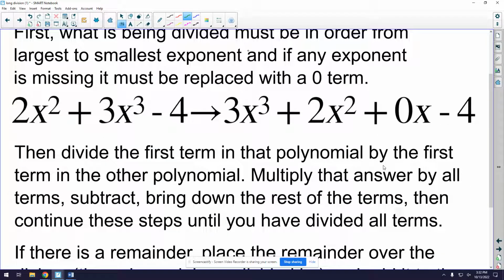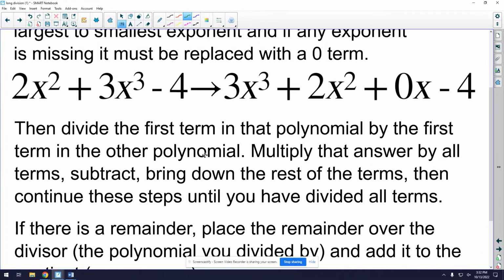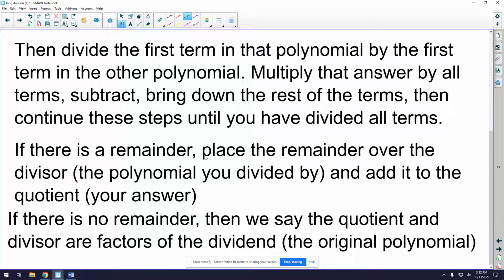Then you're going to divide the first term in that polynomial by the first term in whatever it is you're dividing. Then, just like we did here, once I get something, I'm not going to have a number though, I'm going to have an expression, something with a variable. I'm going to have a term like 2x. You're going to take that 2x or whatever it is and multiply it by all of your terms that are here and bring them down. And then you're going to, just like we did here, subtract and bring things down. And then you're going to repeat. And you're going to continue to repeat that process until you have divided all of the terms. And either you're done or there's a remainder.